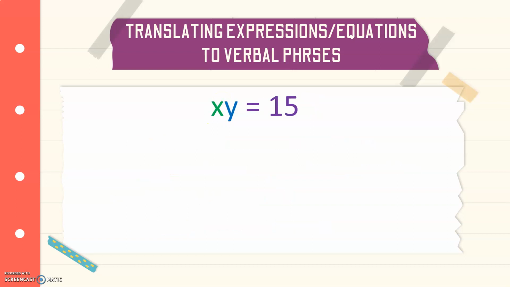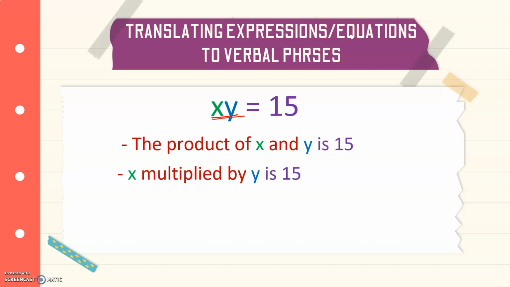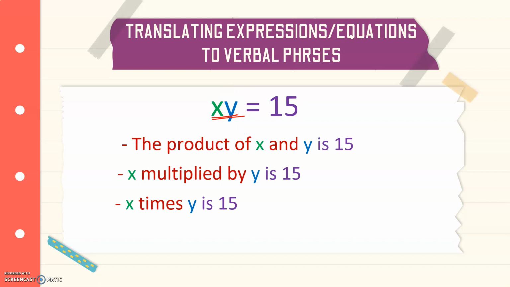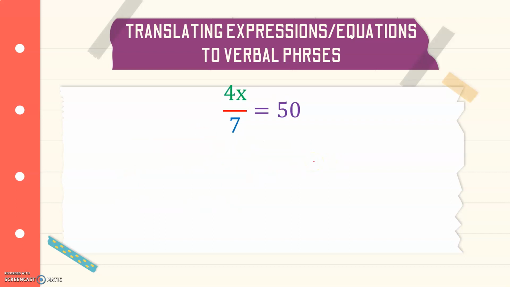Another one, we have xy equals 15. We have here two variables written side by side, so that means the operation involved between them is multiplication. So for us to translate this one into words, we just have to use keywords related to multiplication, and those are the product of x and y is 15, x multiplied by y is 15, x times y is 15. Again, instead of using is, you can use equals or is equal to.